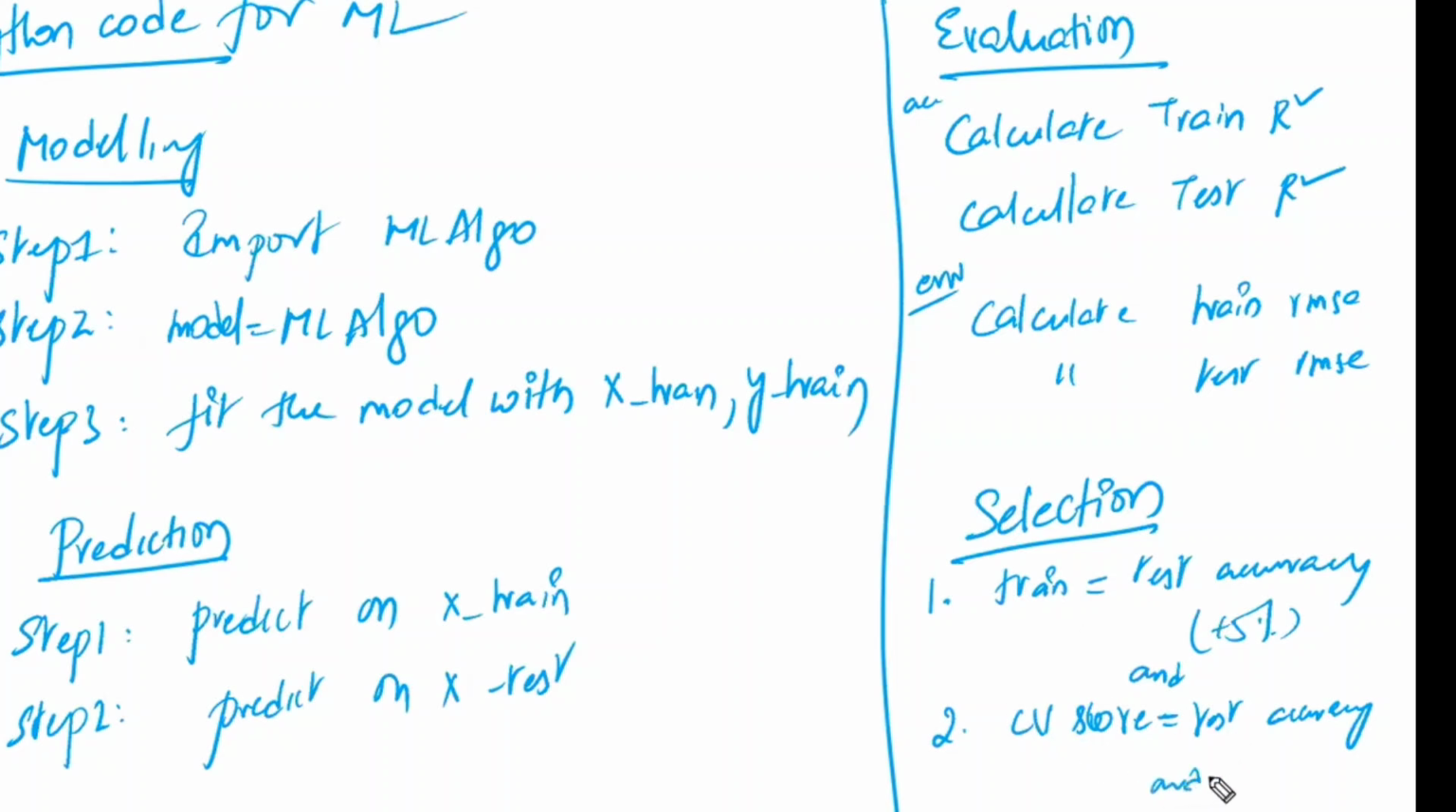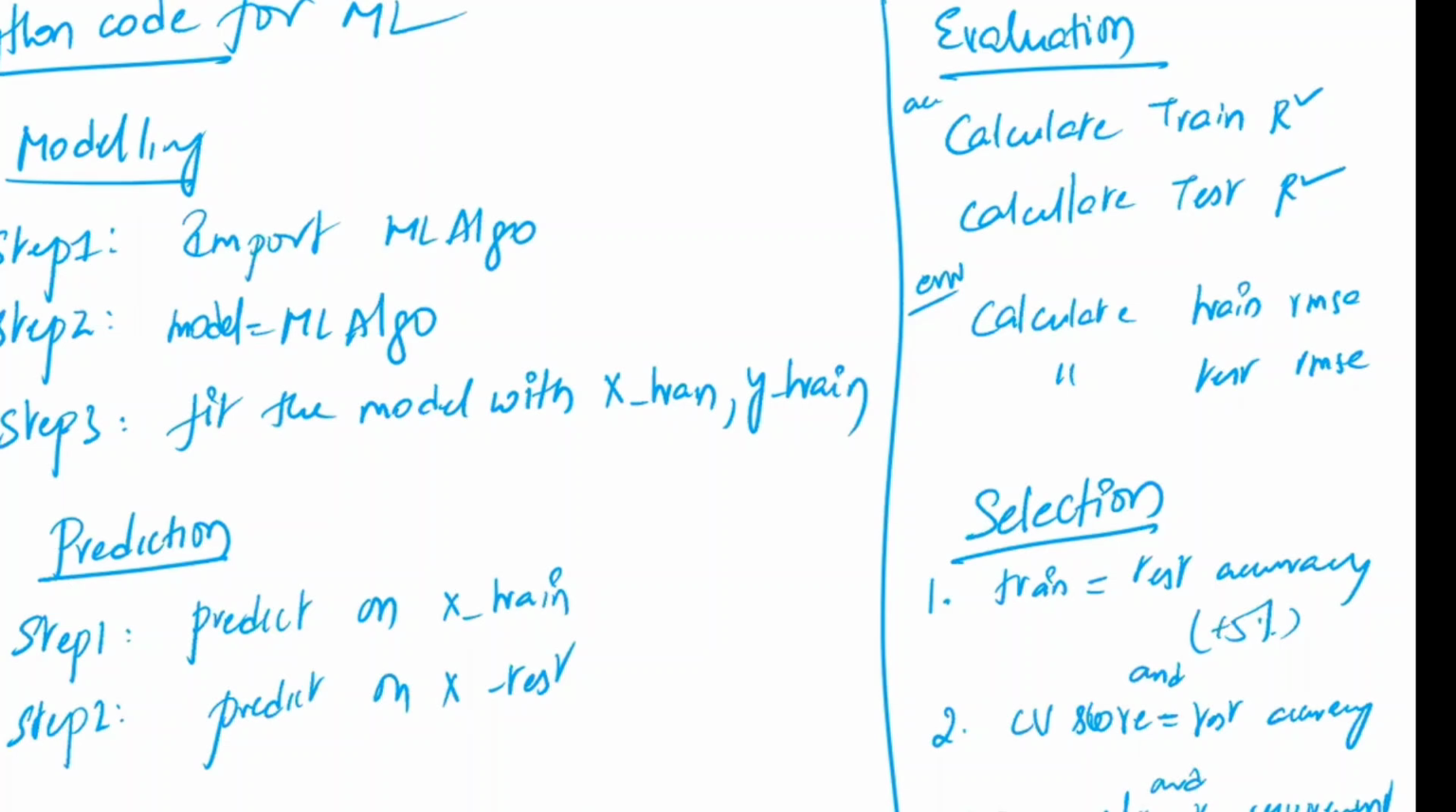Along with that, it has to satisfy the client requirement. The third one is client requirement. If the client asks for 90% accuracy, but the model is giving only 75, this model is not suited. We have to change the model. Like that, we have to try with multiple models.